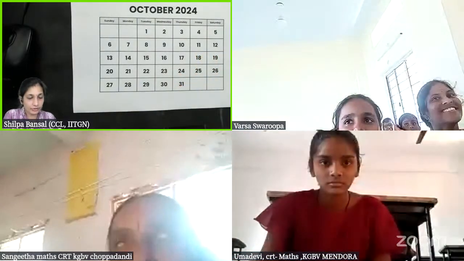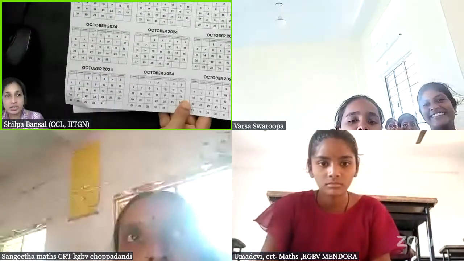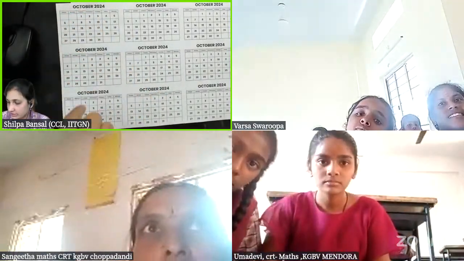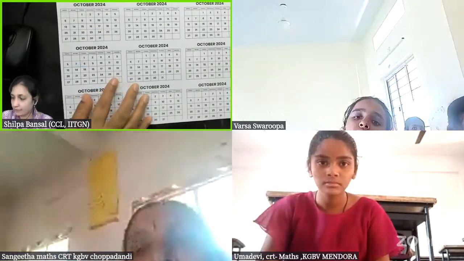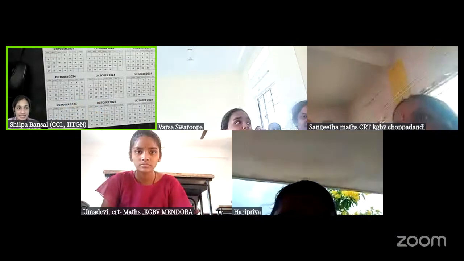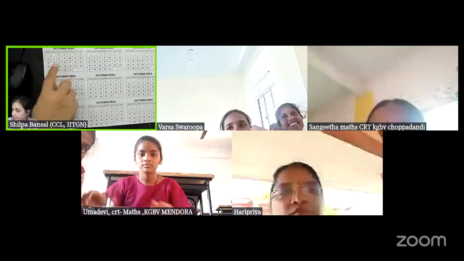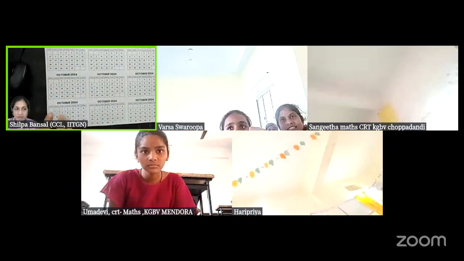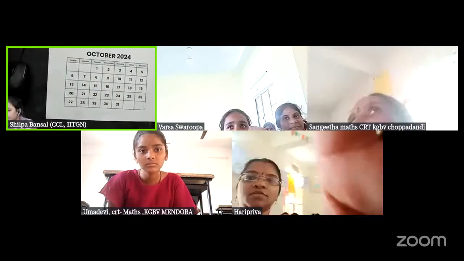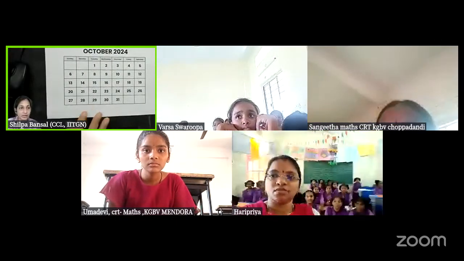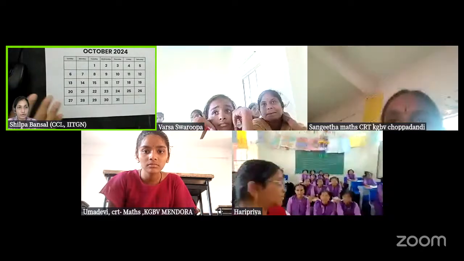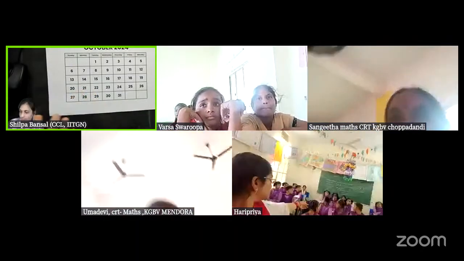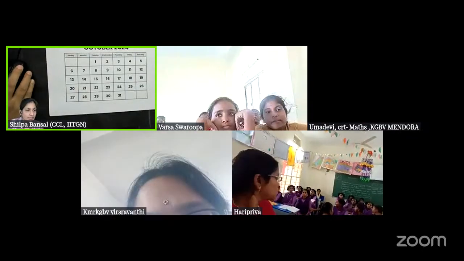If you have this printout, each person can take 3 of these. If each one has one, it is great. But if you don't have, you can share it. One person can take three calendars, or else you can construct this calendar in your copy. So we need this one. Please draw this in your copy if you don't have the printout.